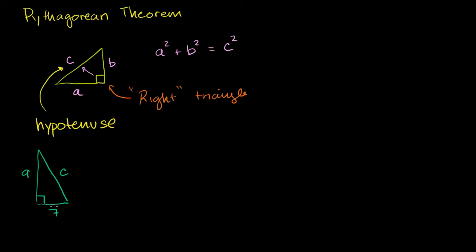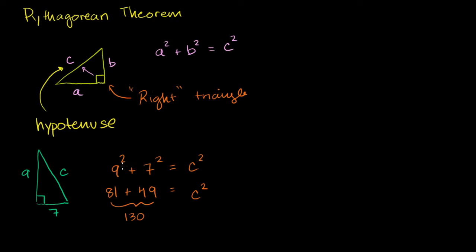So we know that the sum of the squares of the other sides is going to be equal to c squared. So by the Pythagorean theorem, 9 squared plus 7 squared is going to be equal to c squared. 9 squared is 81, plus 7 squared is 49. 80 plus 40 is 120. Then we're going to have the 1 plus the 9. That's another 10. So this is going to be equal to 130. So the left-hand side is going to be equal to 130, and that is equal to c squared.